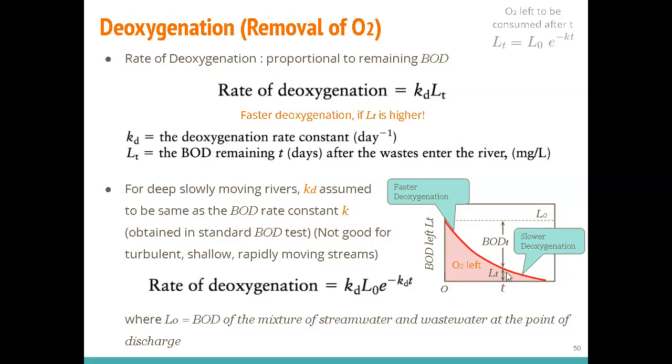Okay. So here we can rewrite the rate of deoxygenation by rewriting LT, because we have the equation for LT in the last part. If we rewrite this LT, this is talking about the change of LT due to carbonaceous oxygen demand, and that contributes to a part of the decrease of oxygen, which is studied by this, okay.